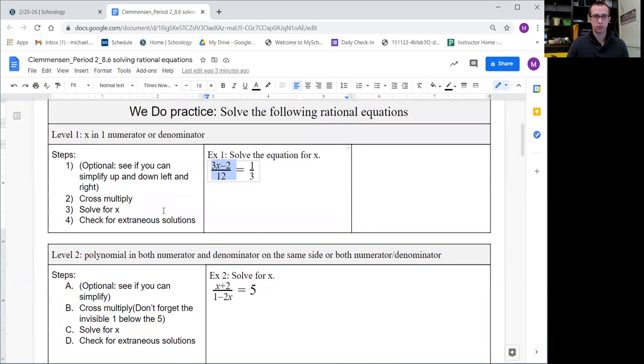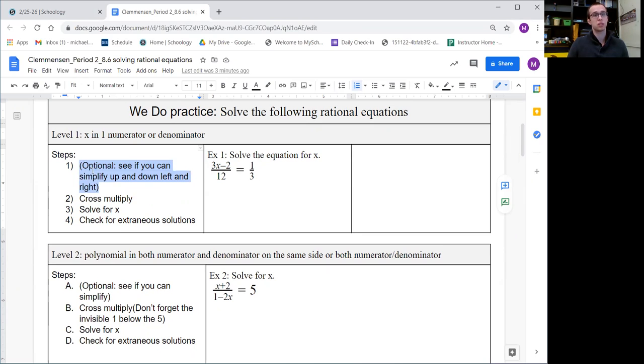There we go. That's a little better. So the reason I call them levels instead of different problems is because my steps are the same every time. I'm going to follow the same steps. The only difference is that sometimes our solving for x is a little different, but everything else is pretty much the same thing. So for step 1, you should always see if you can simplify.